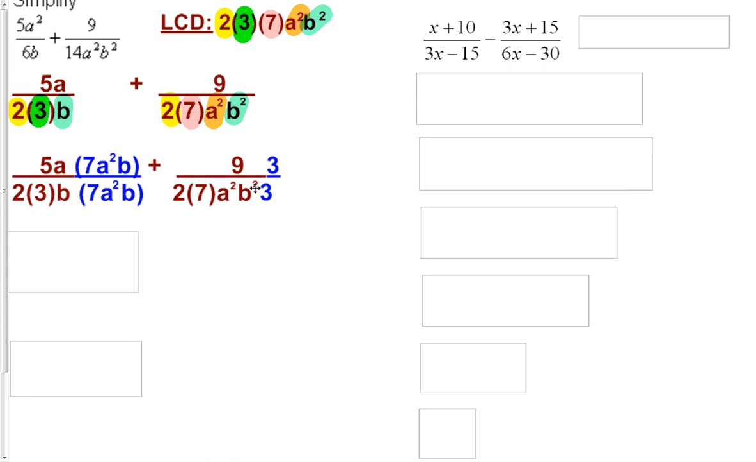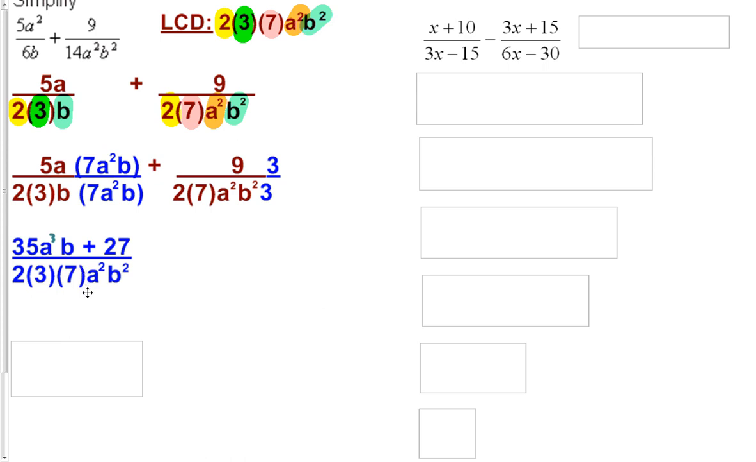Now, since we have a common denominator on both sides, we just simply write our new numerator and our new numerator on the other side all over one least common denominator. So that numerator is going to be, if we multiply 5a times 7a squared b, 5 times 7, 35, a times a squared should be a cubed. Got that fixed. And on the right side, 9 times 3 is simply 27. All that's over our common denominator.